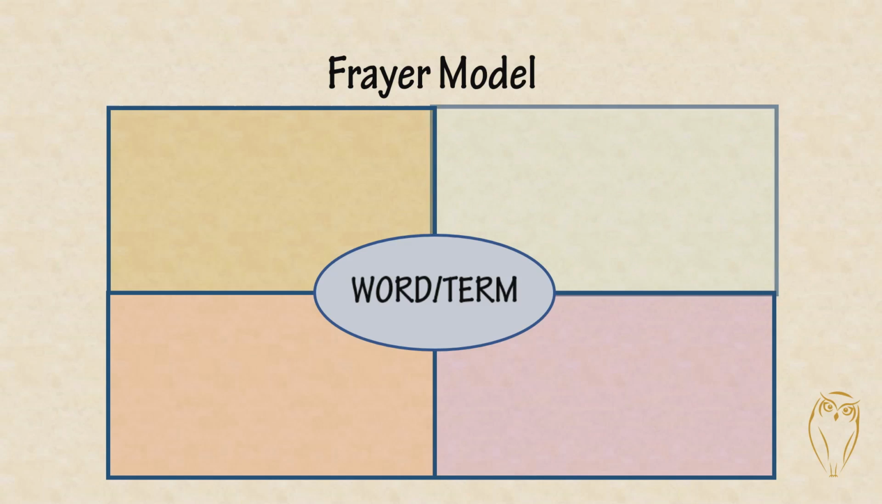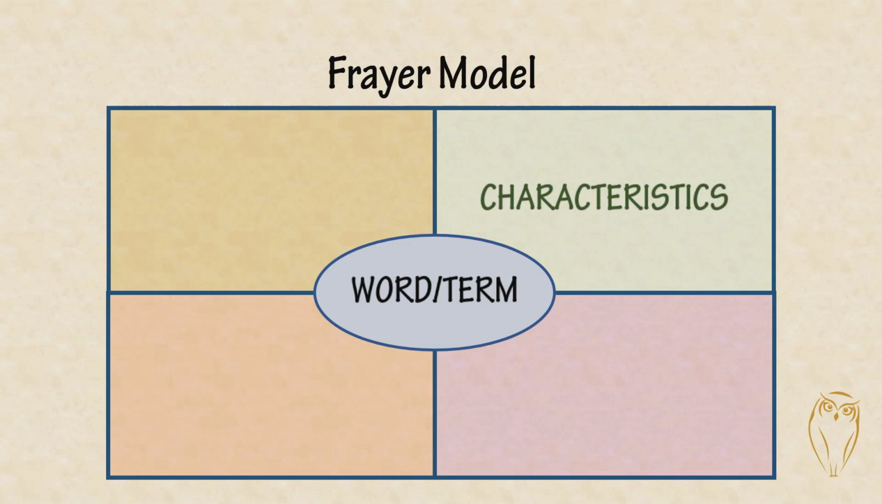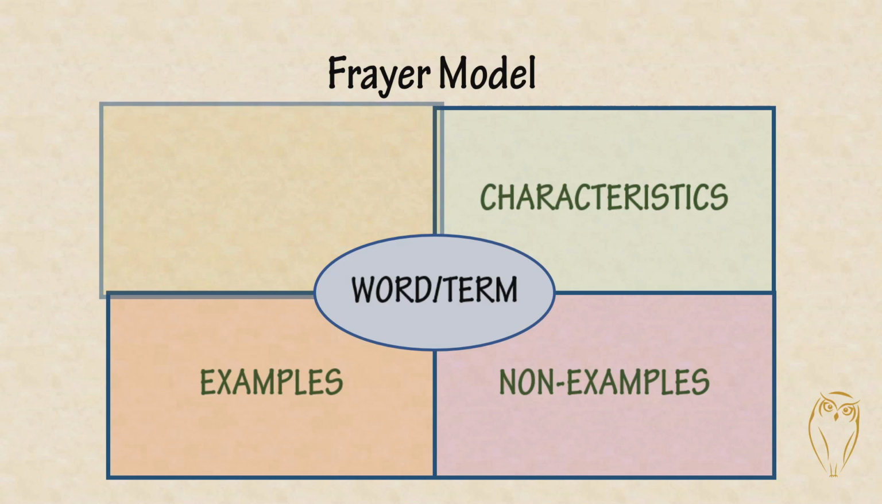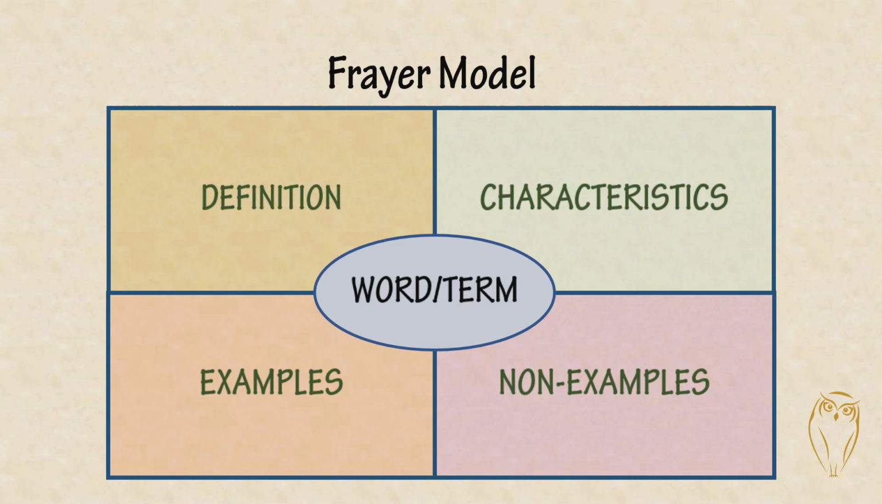So starting with the block on the top right, I'm going to write characteristics or attributes of the word. Then the block beneath that is a place to write non-examples of the word. The block beside that is a place to write examples of the word, and finally the top block up on the left is where you write the definition of the word based on the other things you wrote and what you think. So I'm going to model that strategy for you so you can see it with one of our actual vocabulary words, and the word I'm going to use is transparent.